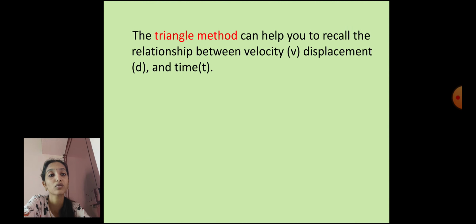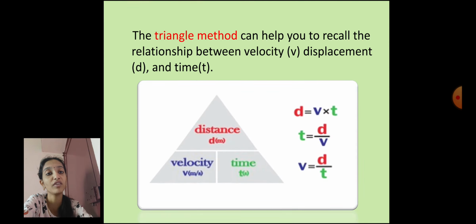The last one is the triangle method. We already studied velocity, displacement and time. From this triangle method we can easily understand the formulas of distance, time and velocity. Distance is velocity into time, time is distance by velocity, and velocity is distance by time.